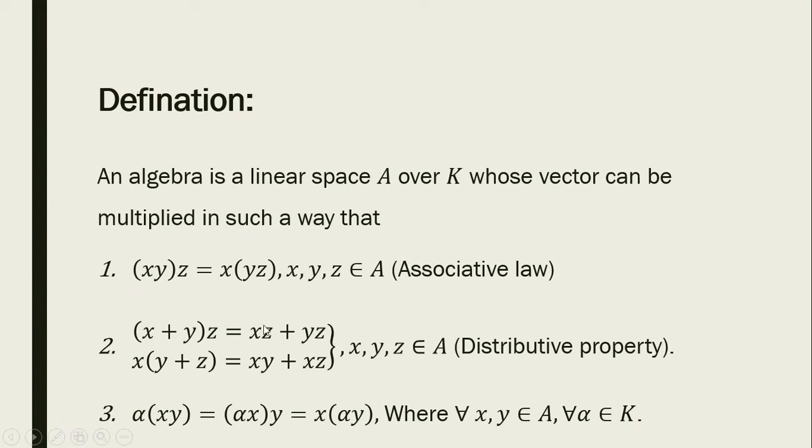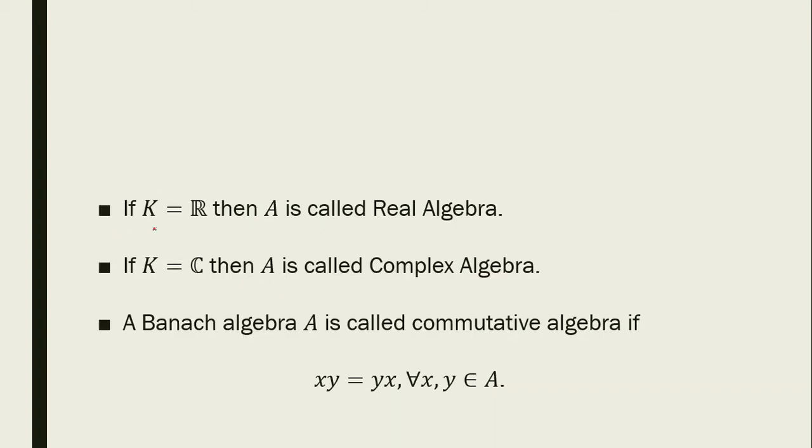the associative law and the distributive property hold, and alpha(xy) = (alpha x)y = x(alpha y) for every x, y belongs to A and for every alpha belongs to field K. If K is real, then A is called a real algebra, and if the field is complex, then A is called a complex algebra.